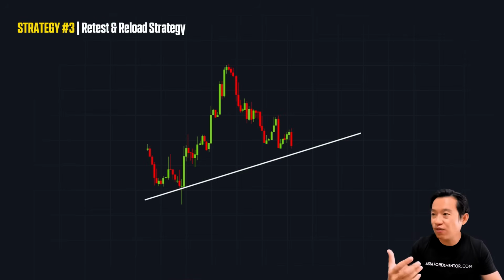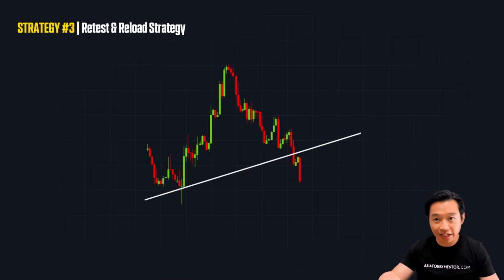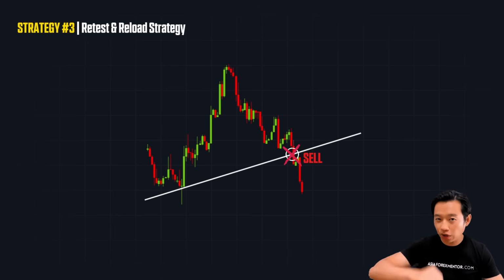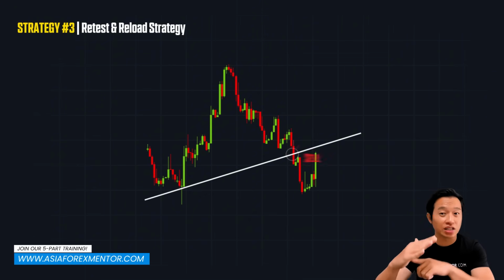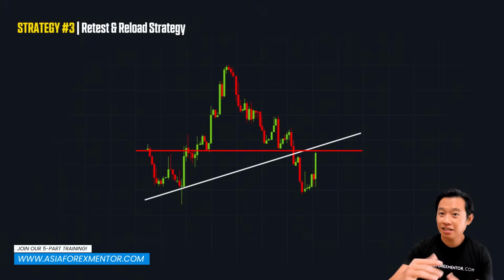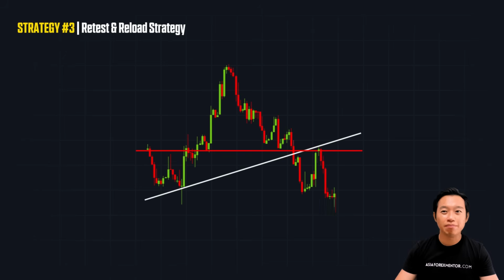No. The same applies for a bearish setup. When price breaks a trend line to the downside, I don't enter right away. I wait for the pullback into that broken zone. That old support is now acting as resistance. So once the rejection shows up, that's my trigger.